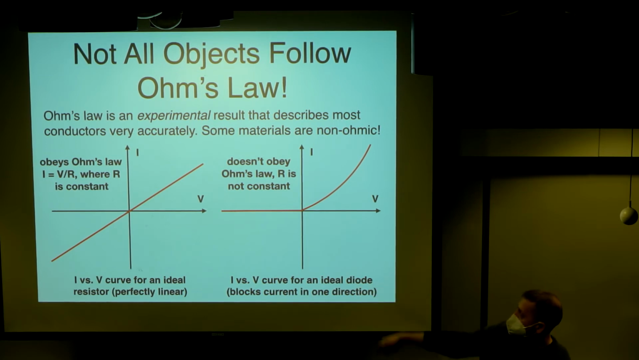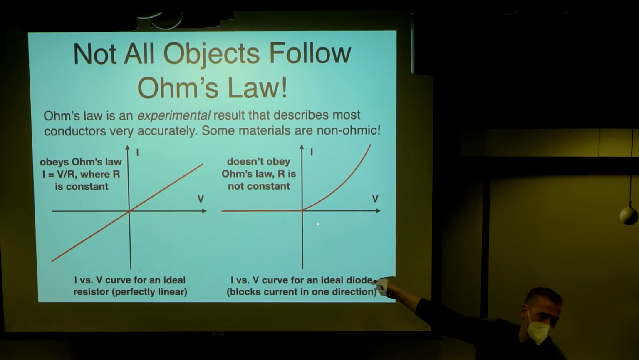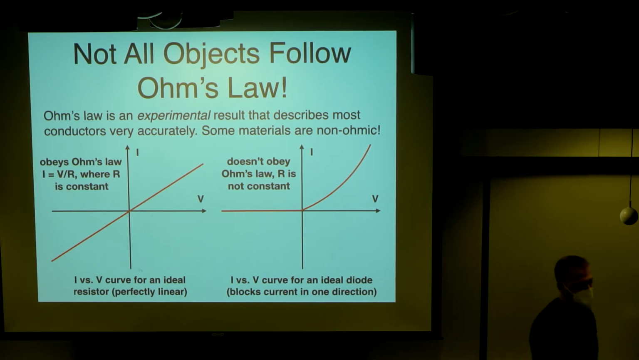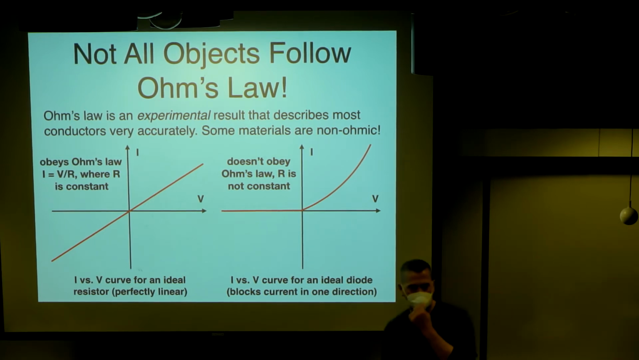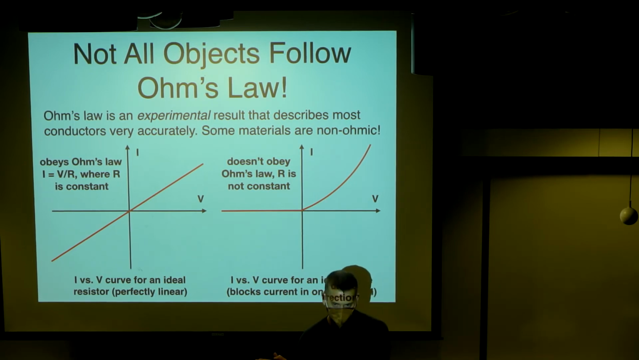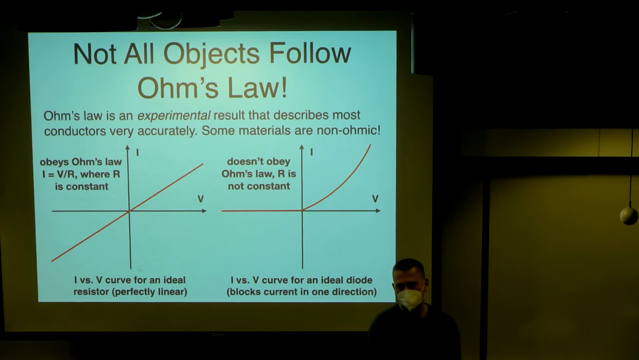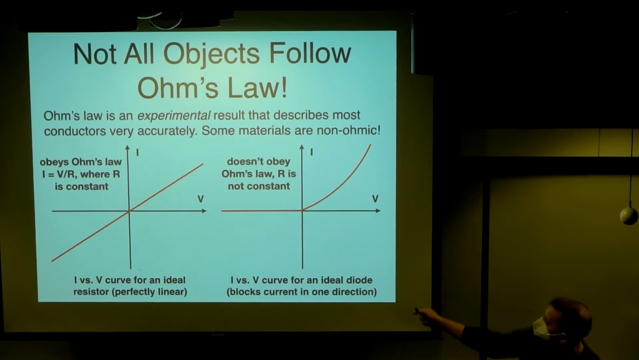On the other hand, let's say you had an object called a diode. Is anyone familiar with a diode? Has anyone worked with these firsthand before? Diodes? Okay, what does a diode actually do? Yeah, so the function of a diode in a circuit is to let current through in one direction, but to block current going in the other direction. And so if you were to plot I versus V for a diode, it would look something like this.